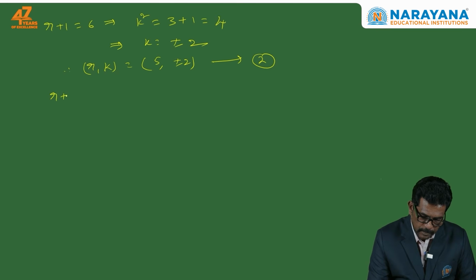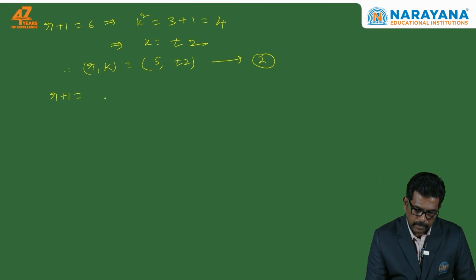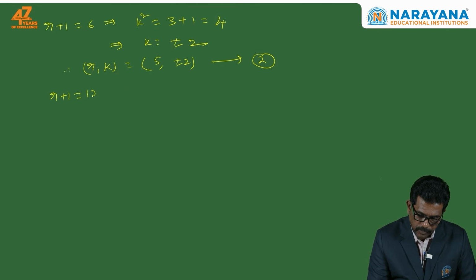Next one, we are going to take r plus 1 is equal to 12. If r plus 1 is equal to 12, it implies k square is equal to 3 plus 2, which is 5, not a perfect square.